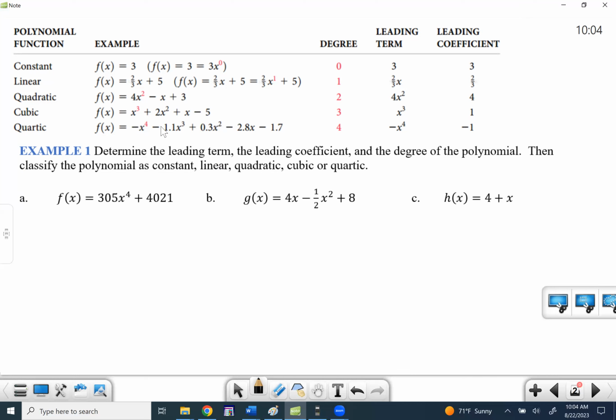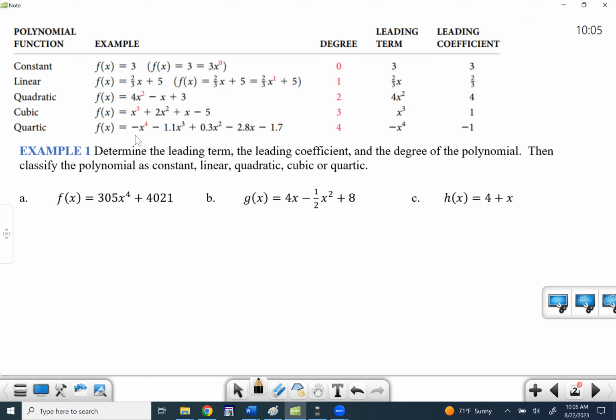Then the leading term is going to be the first term, the term of highest degree, okay? It might be written out of order sometimes, so you'll have to look for the highest degree or rewrite it, whatever you choose, okay? Now this is the leading term, and the numbers in front of the variables are called coefficients. So this is the leading coefficient, this -1. This is also a coefficient, -1.1, but it would not be the leading coefficient. It has to be the one in front of the term with the highest degree, okay?